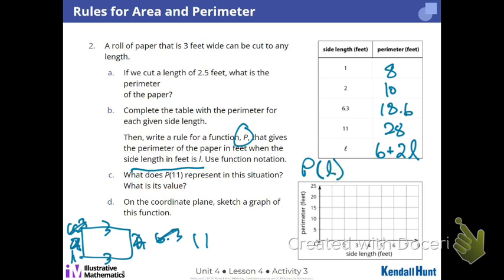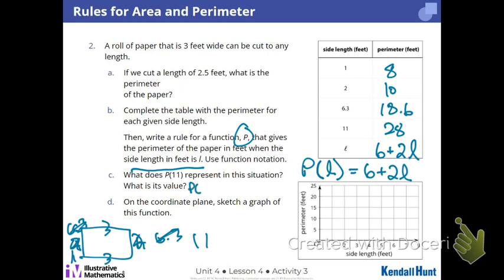Okay. Length's going in. And when length comes in, what comes out? Perimeter. 6 plus 2L. So here's our rule. Let's test it out. 2 goes in. 6 plus 2 times 2, is it 10? Yes. 11 goes in. 6 plus 2 times 11, is that 28? Yeah. Our rule works.